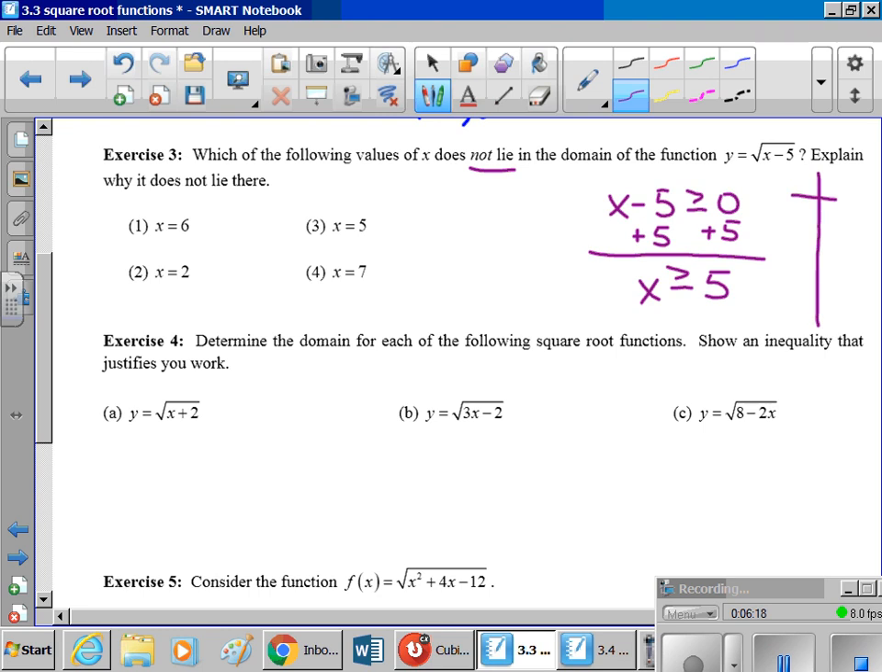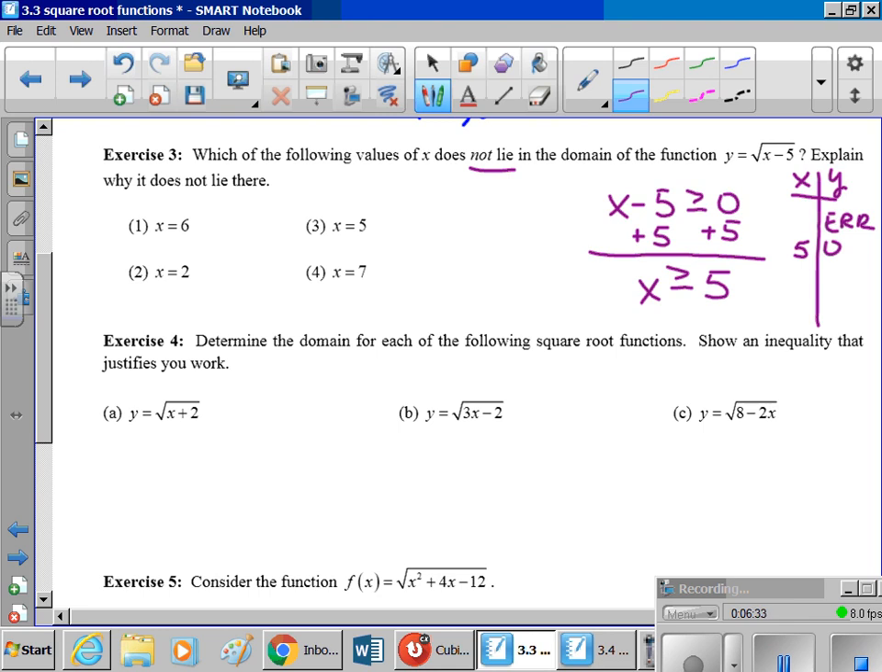And if you looked at this on your calculator, it would do the same thing. Your table, when you did x, y, this means what works. So at 5, you would get 0. Anything below this, you'll get errors. And then above it, you're still going to start getting some decimals.